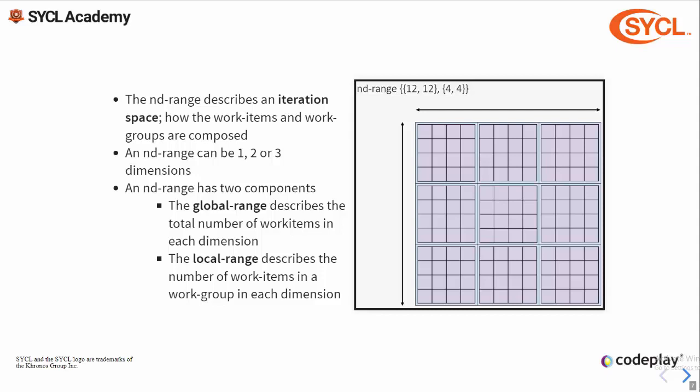Here we have an example of a 2-dimensional ND range. An ND range has two main components to it. Firstly, there's the global range, which describes the total number of work items in each dimension. In this example, the global range is 12 by 12, so 12 work items in each dimension. Then there's the local range, which describes the number of work items per workgroup in each dimension. In this example, the local range is 4 by 4, so 4 work items in each dimension. So this gives us a total iteration space of 12 by 12 work items that's then equally subdivided into 4 by 4 workgroups. The global range must always be equally subdivisable by the local range.